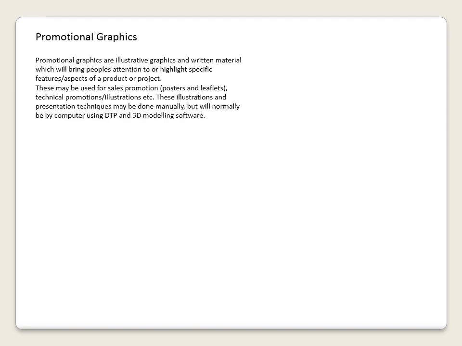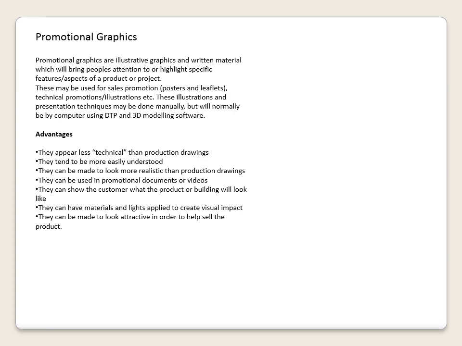The last type of graphic is called promotional graphics. Promotional graphics are illustrative graphics and written material which bring people's attention to or highlight specific features, aspects of a product or a project. These may be used for sales promotion, maybe posters and leaflets, technical promotions or illustrations. These illustrations and presentation techniques may be done manually, but will normally be done using a computer, using desktop publishing software and 3D modelling software. So they've got, again, a number of advantages.